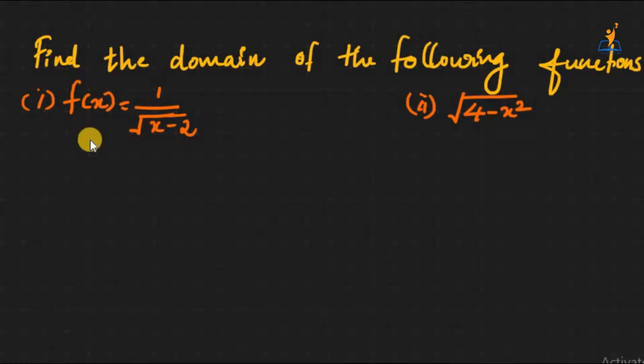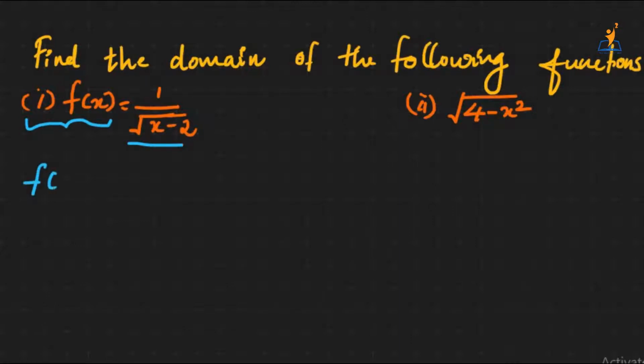So in today's video we are going to find the domain of f of x equals 1 by root of x minus 2 and square root of 4 minus x square. Both the methods are the same but the answers are different. So we shall look into it. Let's first consider the function f of x equals 1 by square root of x minus 2.